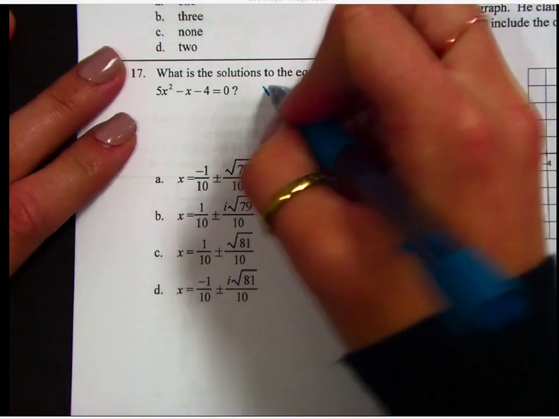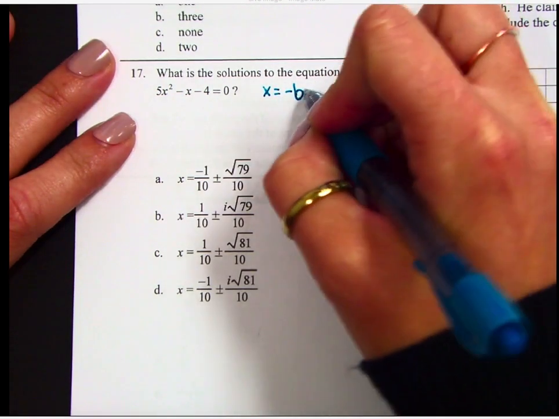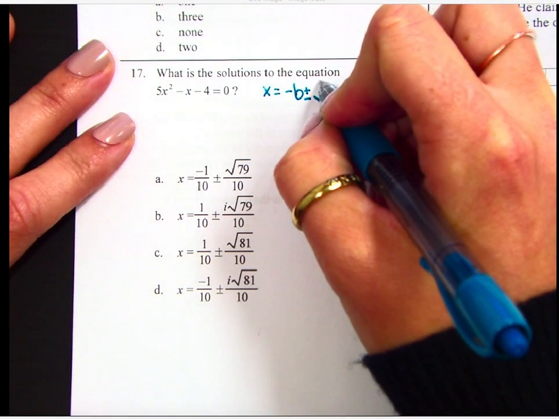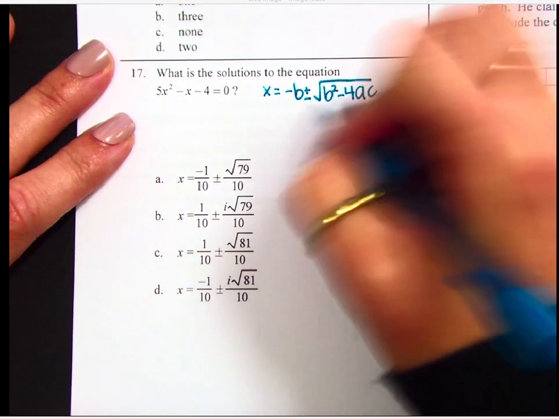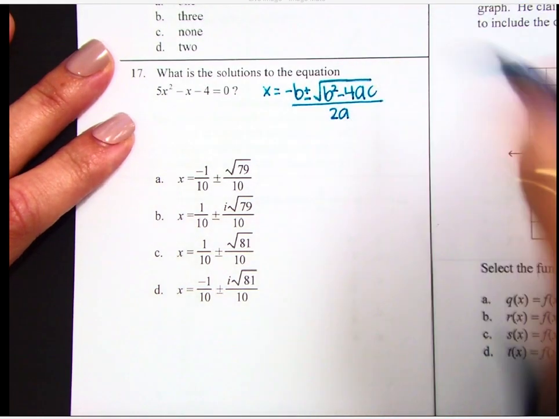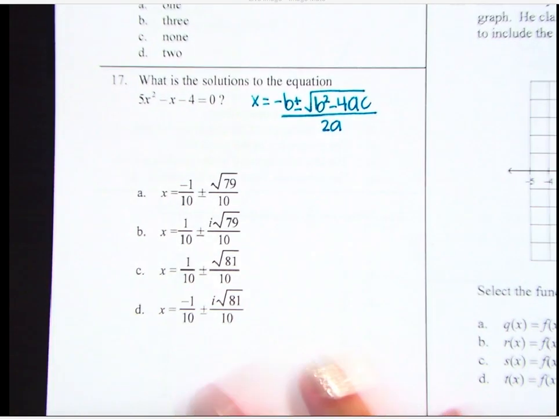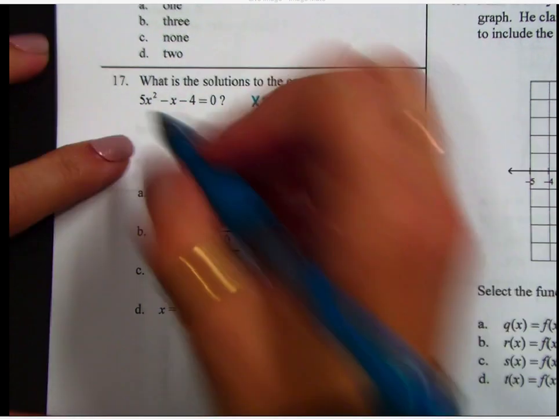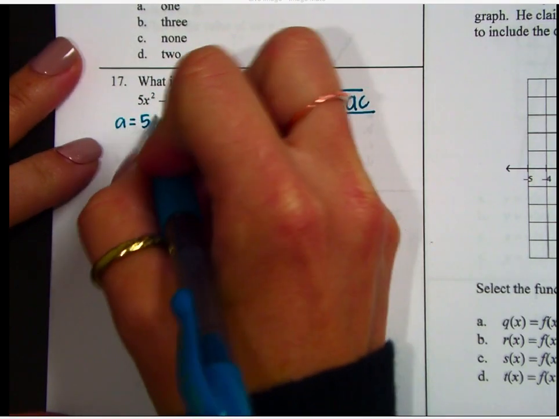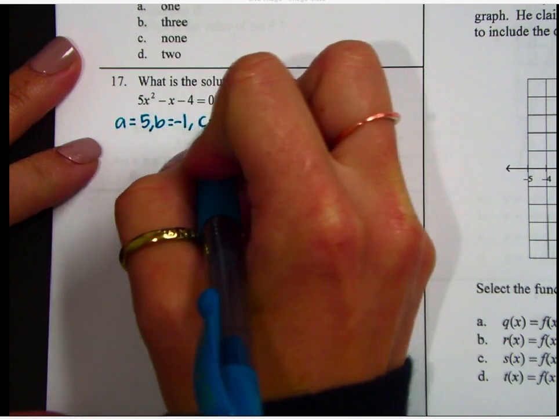So I'm going to have us practice opposite b plus or minus the square root of b squared minus 4ac all over 2a. So remember, the quadratic formula is the method that you want to choose if it's not factorable. Okay, so, but we are going to just go ahead and practice this. So a equals 5, b equals -1, and c equals -4.